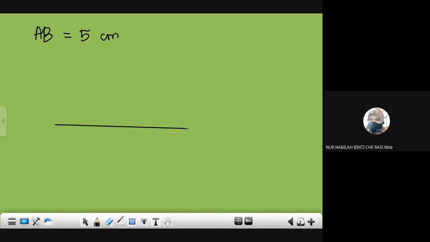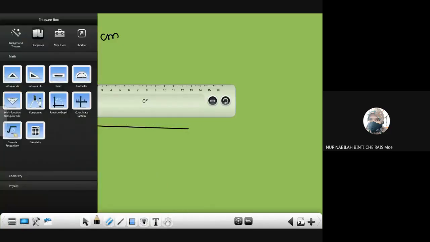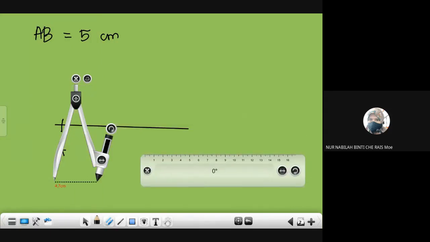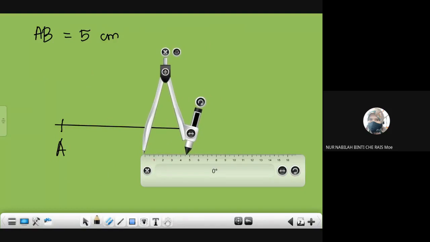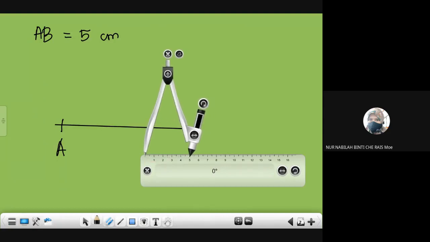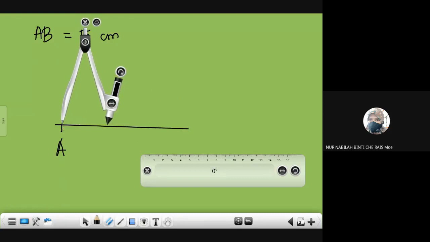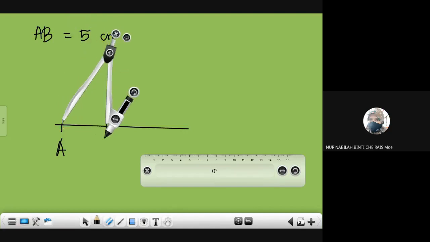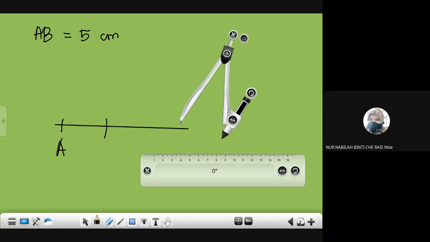So first you draw a line. This is your A. And then you take your compasses and your ruler. You measure your compasses on your ruler, like that. You can do it now with your workbook. So you move this one to 5 cm. After you get the distance 5 cm, then you move your compasses to A. Make sure the distance does not change. And then you can draw the line here like that. Then you can write down this is your B and this is 5 cm.